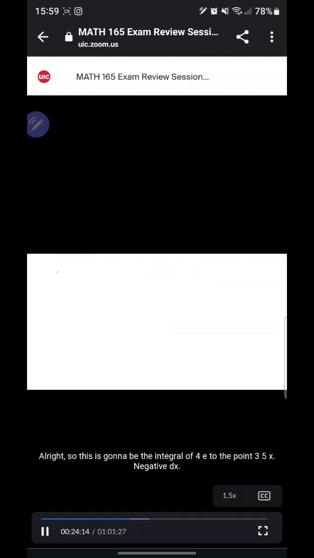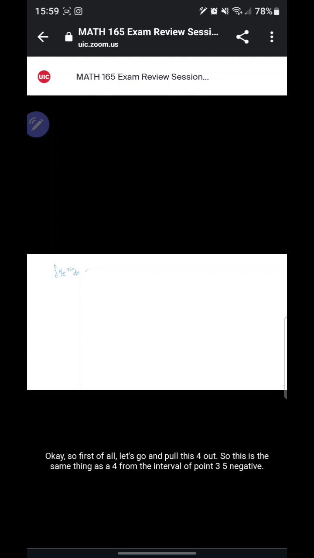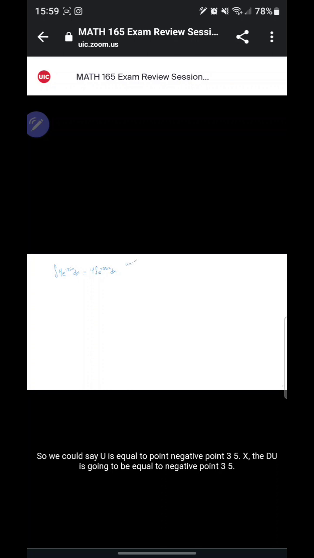So this is going to be the integral of 4e to the negative 0.35x dx. Okay, so first of all, let's go ahead and pull this 4 out. So this is the same thing as 4 times the integral of e to the negative 0.35x dx. And then we can use u substitution here. Because remember, this is one order higher than this x to the 0 that's imaginary on the front, right? So we can say u is equal to negative 0.35x. The du is going to be equal to negative 0.35 dx, right?